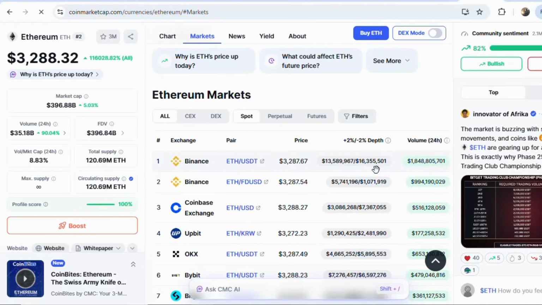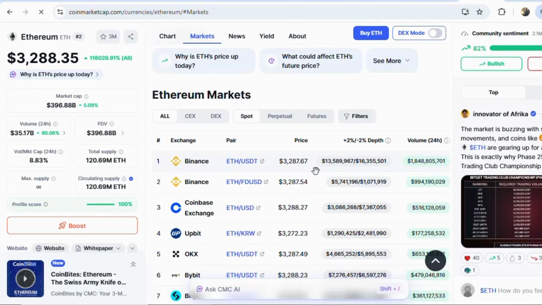Now let me explain what it means. These are the buyers, these are the sellers. These people do not have Ethereum. They have money to buy Ethereum, and this is the money they have placed to buy the Ethereum, all through the Binance app around the world. These people already have Ethereum, but the Ethereum is worth this amount and they are willing to sell.